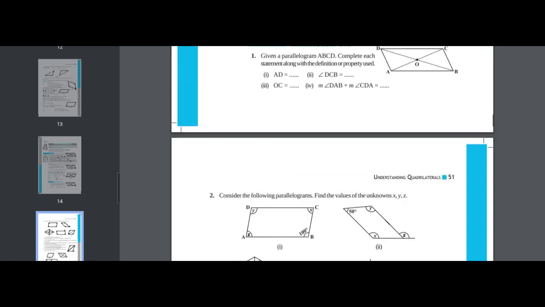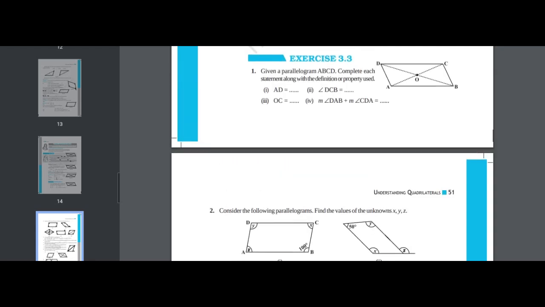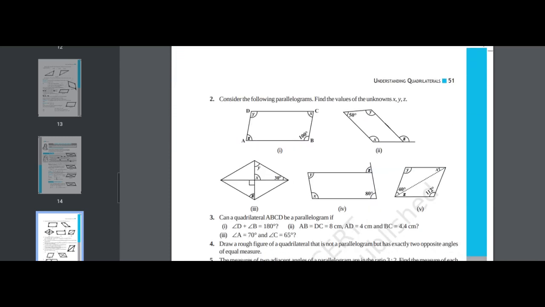We have to do exercise 3.3. We have done question number 1 in the previous class. Now today we have to do question number 2. Here is question number 2: Consider the following parallelograms. Find the values of the unknown x, y, z. These are all the diagrams and examples of a parallelogram.